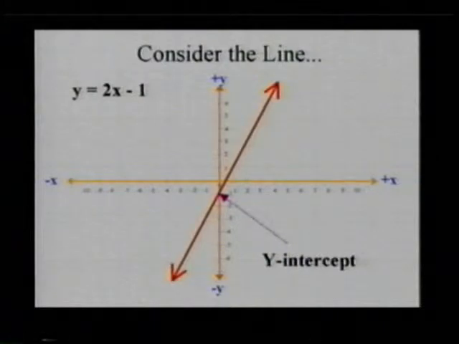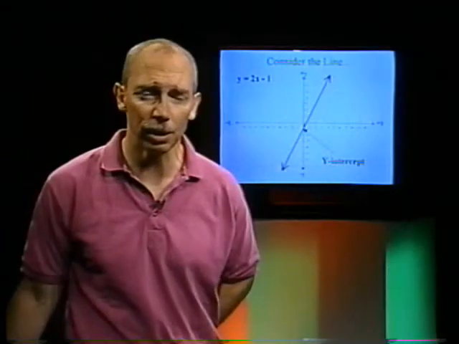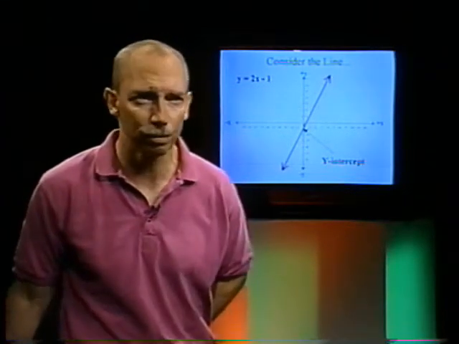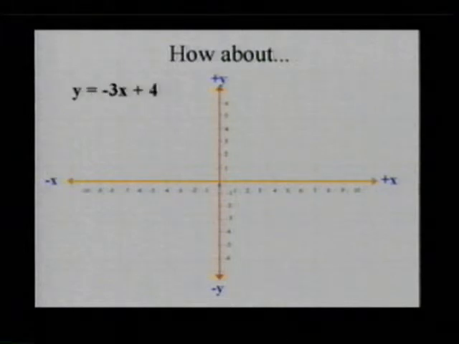By definition, the y-intercept is where the line hits the y-axis. Do you see where it's hitting the y-axis? It's hitting it at minus 1. It's crossing over the y-axis. So that's why its y-intercept, in this case, is minus 1. Let's look at a couple more.